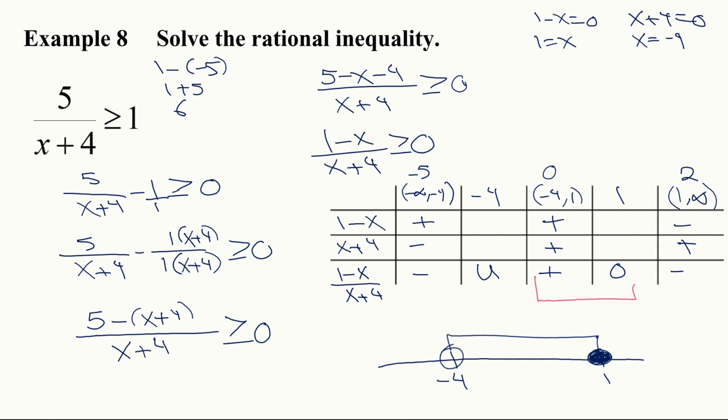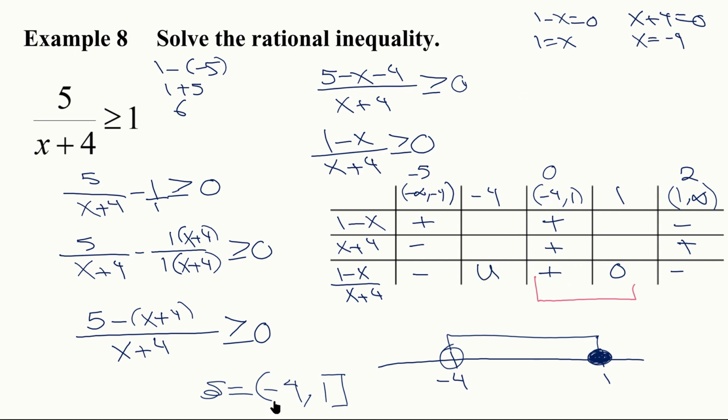Now we can write the solution set. So the solution set is going to be parentheses negative 4, comma, 1 bracket, like that. So notice that's basically everything from negative 4 to 1, including 1, excluding negative 4.